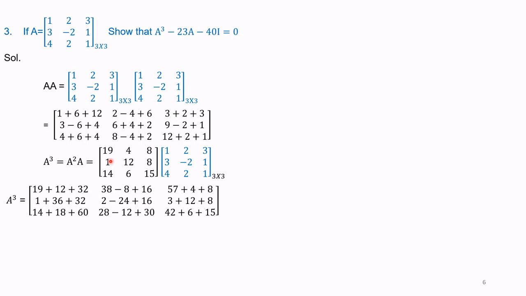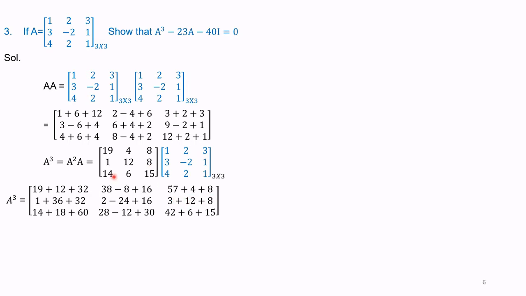Then we move on to the second row. The second row is 1 into 1 plus 12 into 3 plus 4 into 8. So we have completed this. Next we move to the next element, second row, second column. Therefore it is 2 minus 24 and 16. This is given here. Then again second row, third column, 3 plus 12 plus 8.